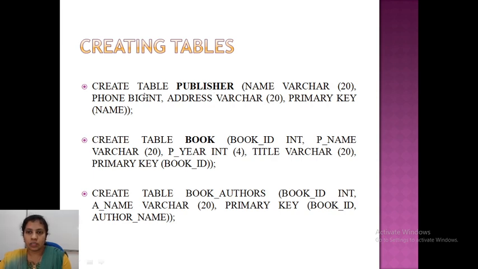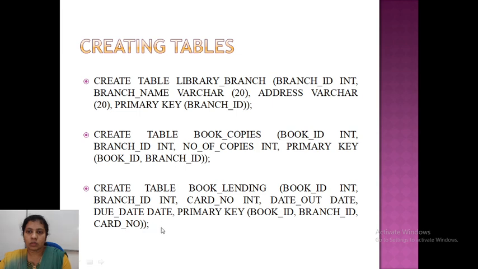The first table is the publisher, and here publisher name is the primary key. So first you define all the attributes and then set the primary key. In the book table, book ID is the primary key. Like this you create all the tables. First you need to create all these 6 tables. Now I'll show you in the console how we can create the tables and how we can add the foreign key constraints.